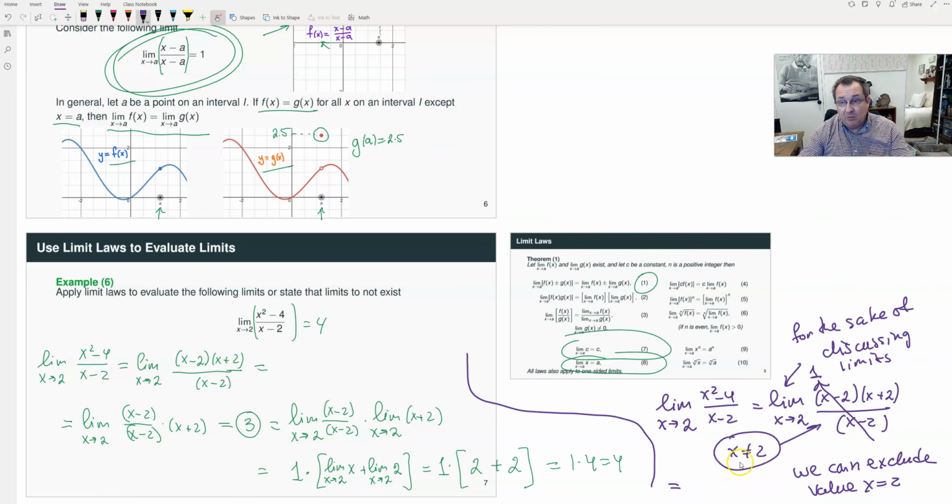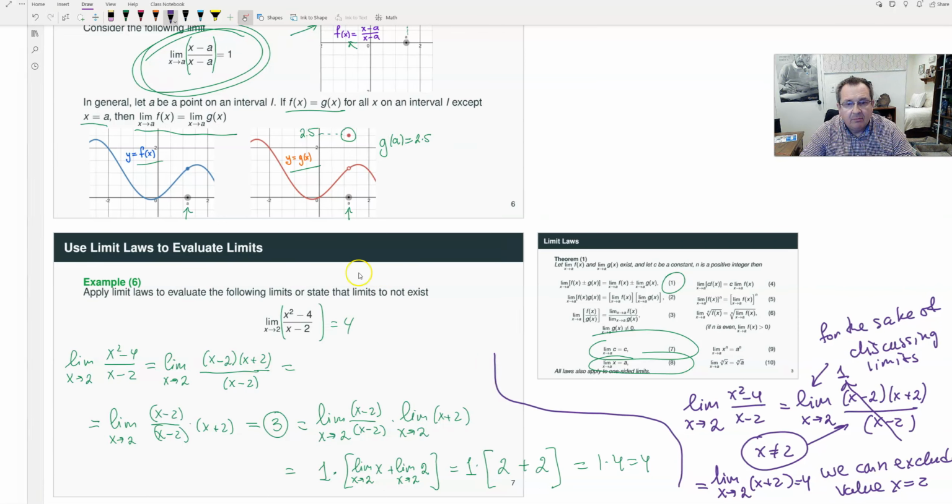So assuming we don't look at x equals 2, we can just cancel this term and replace this fraction with x plus 2. And then we can apply the laws and eventually conclude that the answer is 4. It is a very, very closely related approach to the first one. Nevertheless, it has a slightly different flavor. Let's see which one will be your favorite.